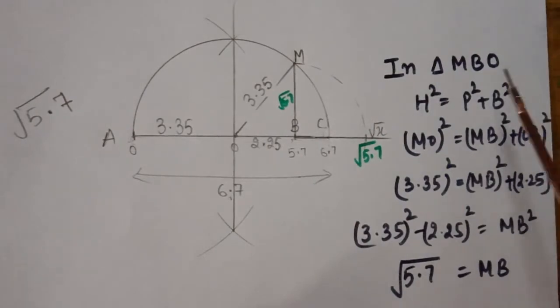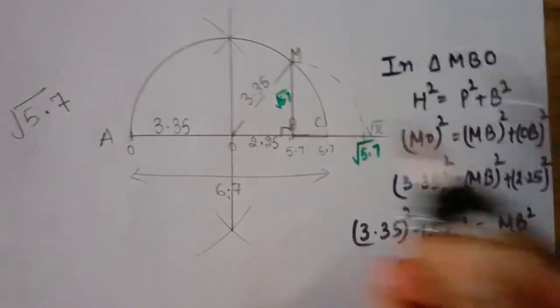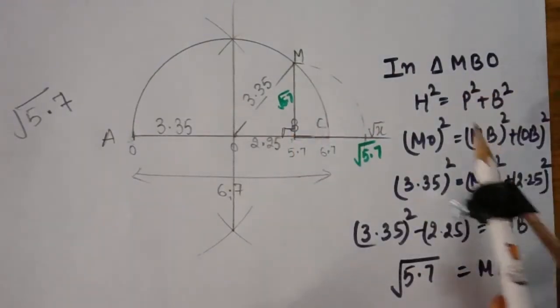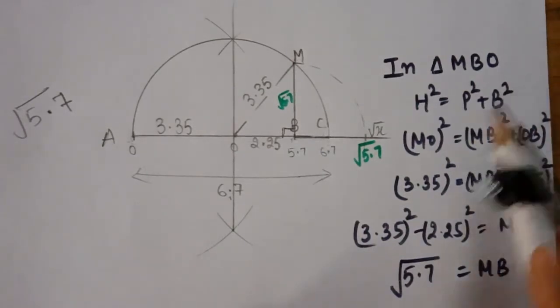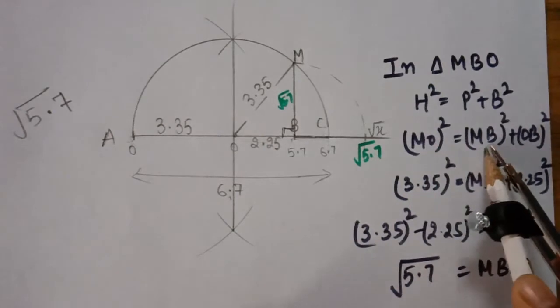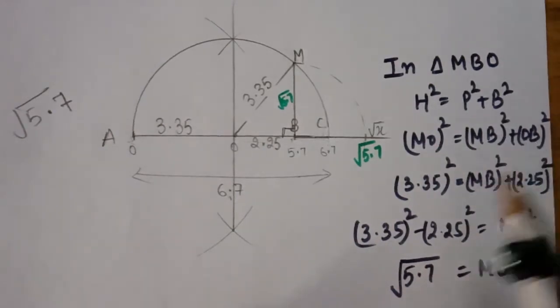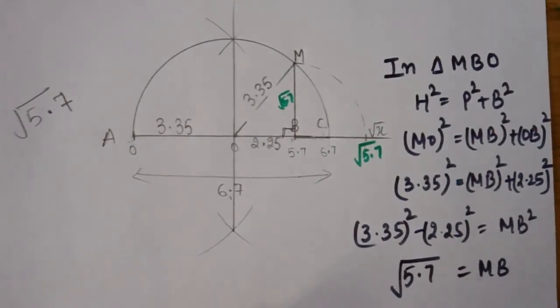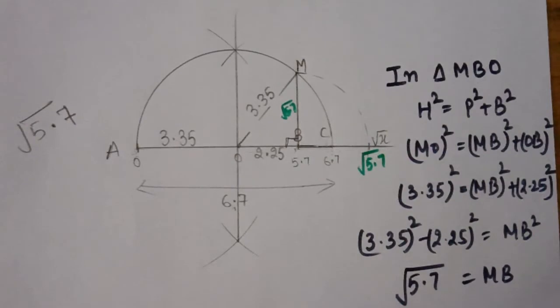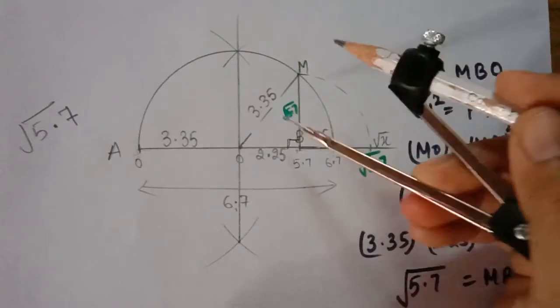Now I will apply the Pythagoras theorem, because we already know that I drew a perpendicular here. In triangle MOB, hypotenuse square is equal to perpendicular square plus base square, which is MO square equals MB square plus OB square. We will put in these values and start solving it. Then MB equals root 5.7. So with the help of the Pythagoras theorem we can prove it is root 5.7. Now we know it very well.